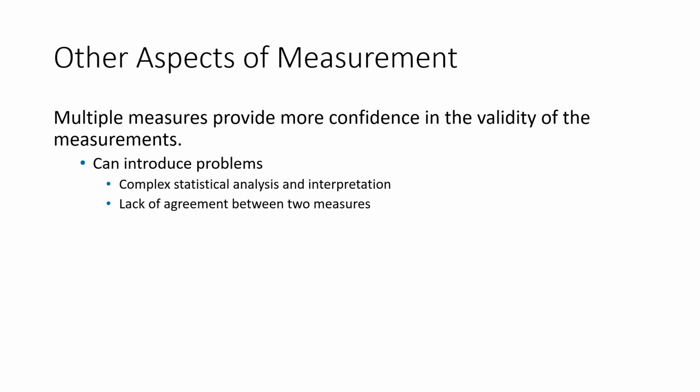However, you can have problems. It can lead to complex statistical analysis and interpretation, especially when you've got all of these things going together. If you've got two different measures that you're trying to measure the same thing, let's say one physiological and one behavioral, and there's no agreement between the two measures, that's a complication. But that's actually a valid thing to report, because if you can show a lack of concordance between survey measures and behavioral measures, you're showing that the survey isn't exactly accurate.